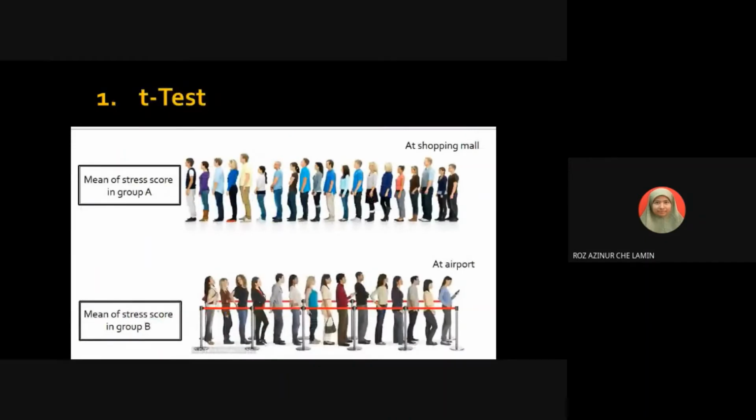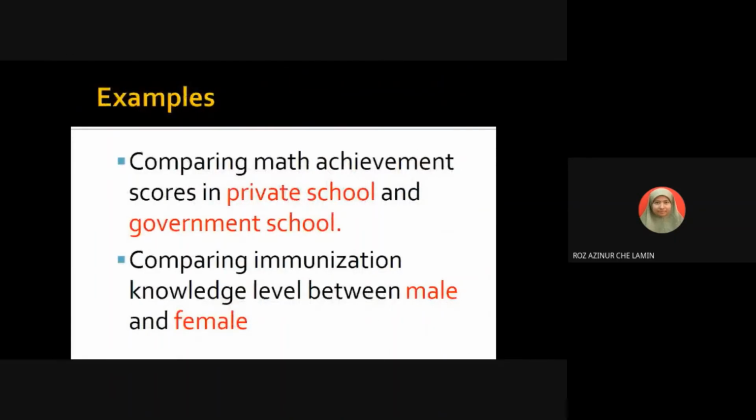Okay, here is the illustration. Let's say this is the mean of stress score in group A. And this is the mean of stress score in group B. They are different people. Alright, I believe you can check the example in the lecture notes.